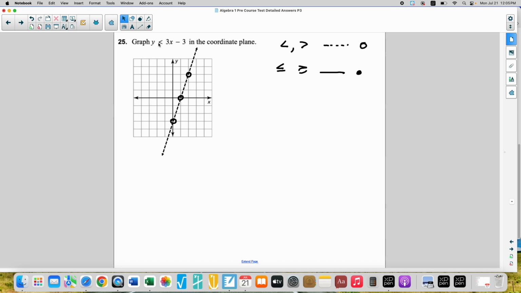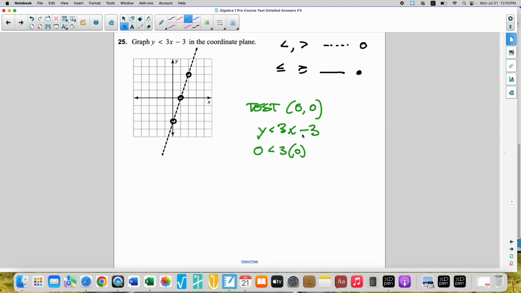Now, because it's an inequality, this is just the border. This is the border, and now we have to see less than. Well, the best way to do this is to test a point. Since it doesn't go through the origin, we're going to use the easiest point, 0, 0. We're going to plug it into this equation. Plug in 0 for y, 0 for x. We get 0 is less than 0 minus 3.